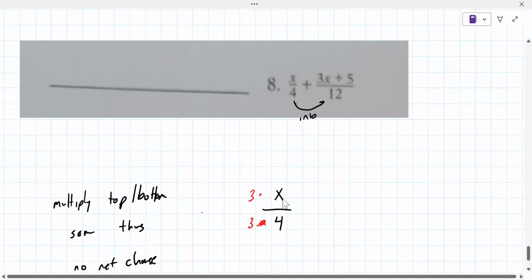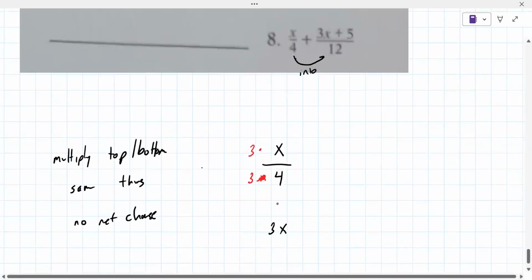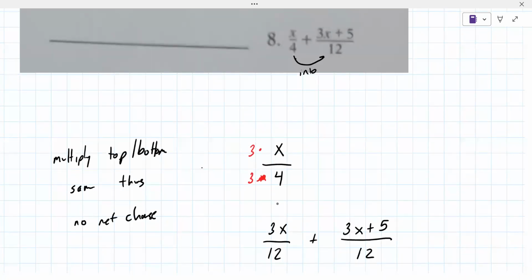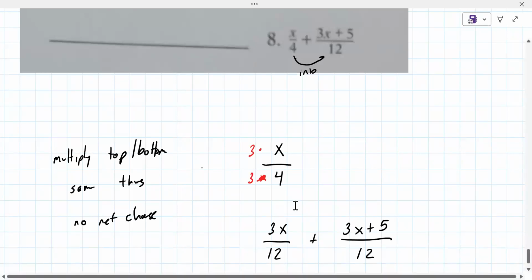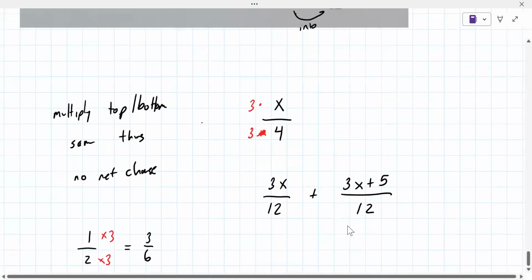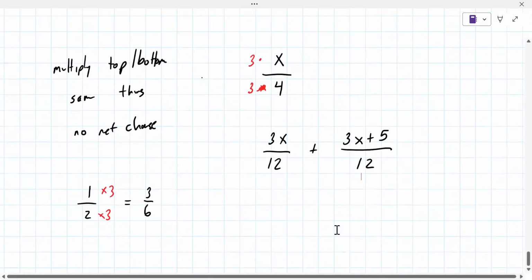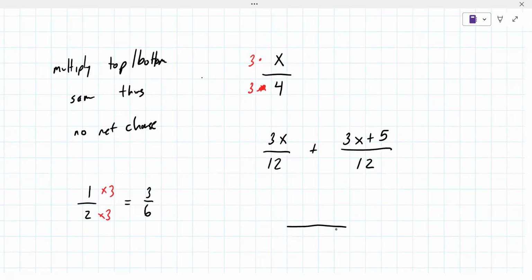All right, so now when you multiply this, it becomes 3x over 12 plus 3x plus 5 over 12. Now they have the same bottom. This is big, this is important. Since they have the same bottom, what do we do with the bottom? I guess we would not combine it. Keep it. Keep the bottom, the 12.